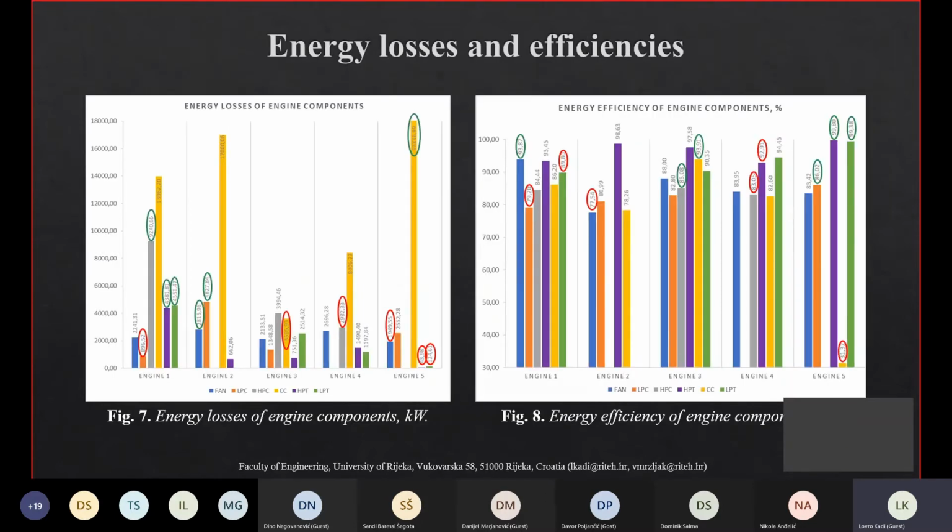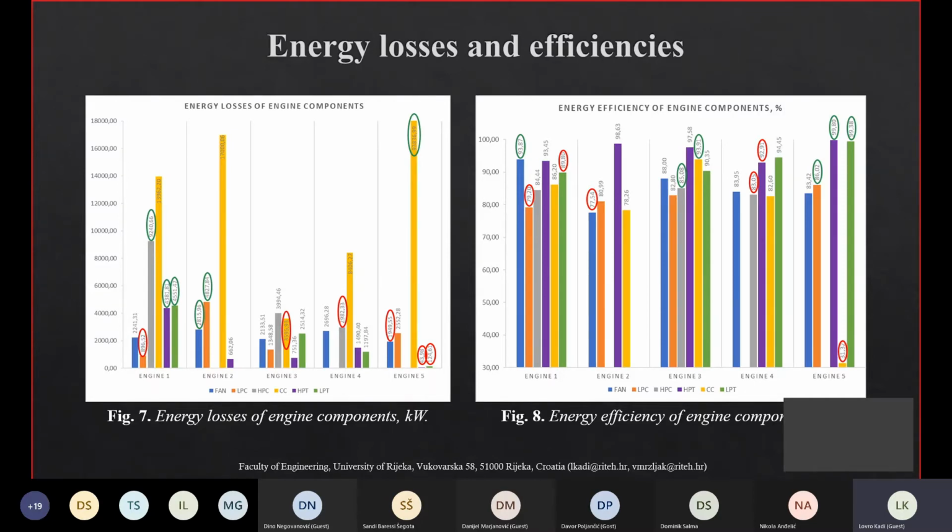Okay, now let's talk about energy losses and efficiencies. Firstly, each of the engine components was analyzed separately. Energy losses results are shown here in figure 7. The fan with the biggest energy loss can be found in engine 2, while the fan with the smallest energy loss can be found in engine 5.